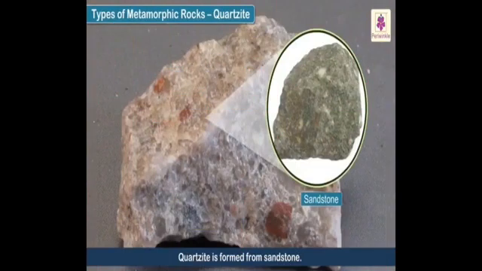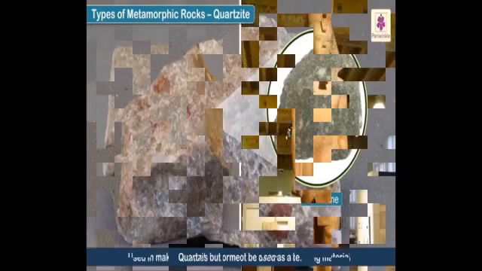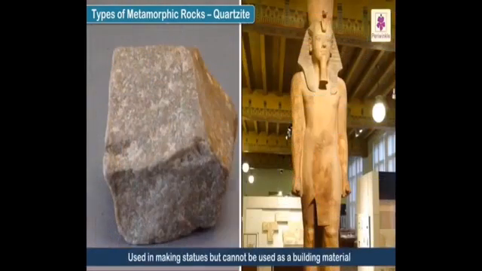Quartzite. Quartzite is formed from sandstone. It is used in making statues, but being a very hard material, it cannot be used as a building material.